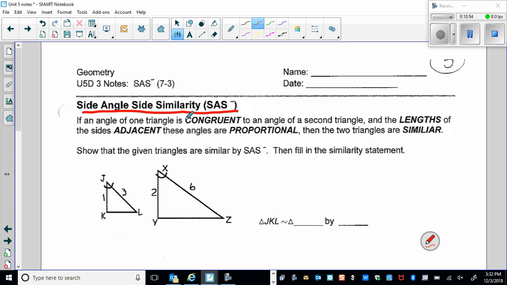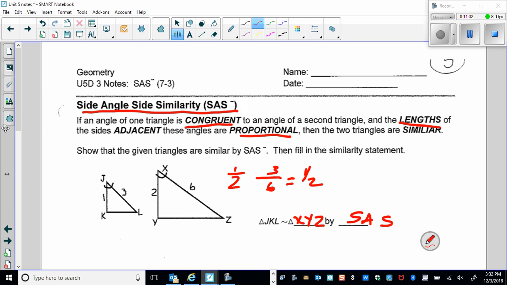So if an angle of one triangle is congruent to an angle of a second triangle, remember the angles have to be congruent, and then the lengths adjacent to each other are proportional. They don't necessarily have to be the same. So you have 1 1/2, 3 and 6, both simplify to 1/2. Yes, they are proportional. J is congruent to X, they're congruent. So JKL is going to be similar to XYZ by side angle side. Okay?